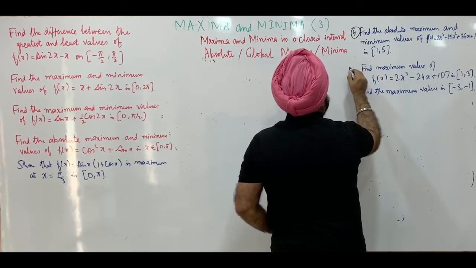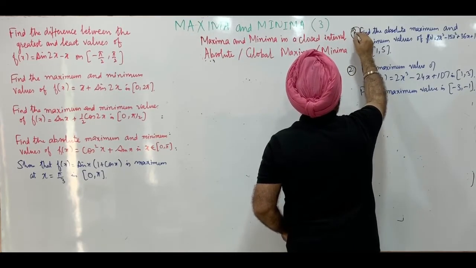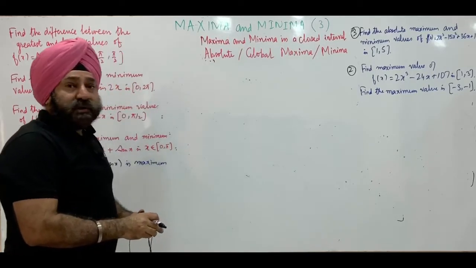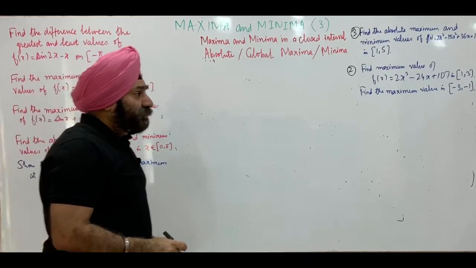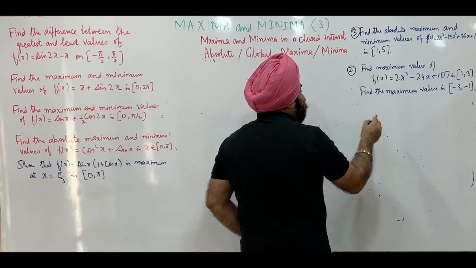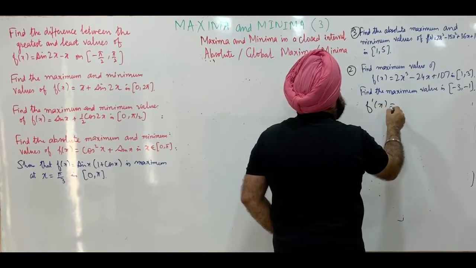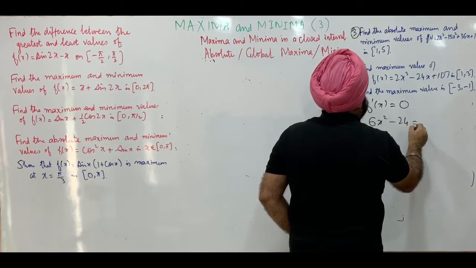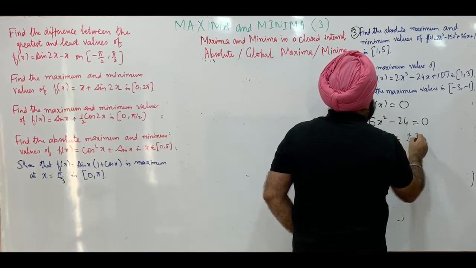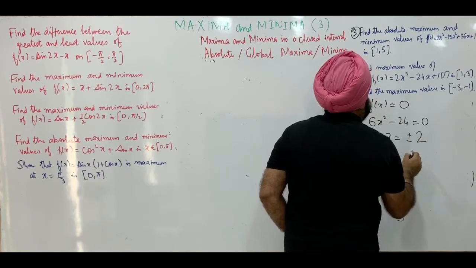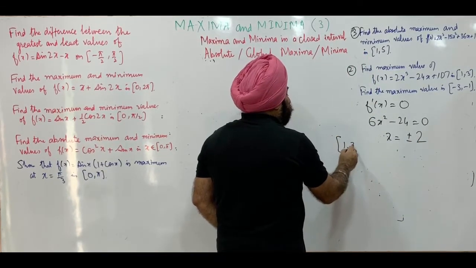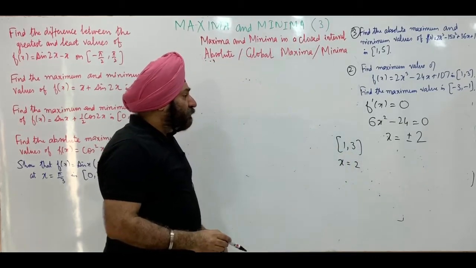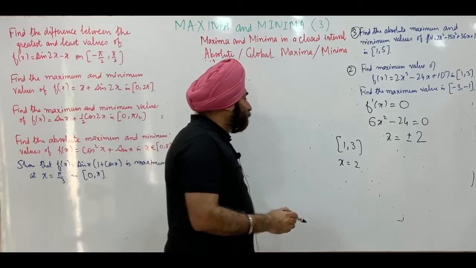So this is the next one. We have to find the maximum value of the function, first of all in the interval 1 to 3, and then in the interval from minus 3 to minus 1. Derivative of the function equal to 0. This will give us critical points. This gives us x is equal to plus minus 2. So when the interval is 1 to 3, x is equal to 2 will be taken, x is equal to minus 2 will be rejected.